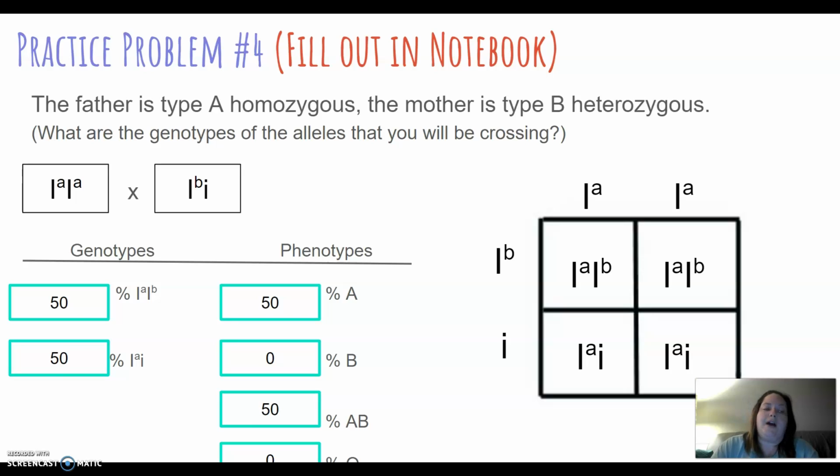All right, so when we cross these, for my genotypes, half of my offspring are going to have I A, I B, and the other half are going to have I A, lowercase i. So what does that mean as far as our phenotypes are concerned? That means 50% of my offspring will have a phenotype of type A blood. The other 50% will have type AB.